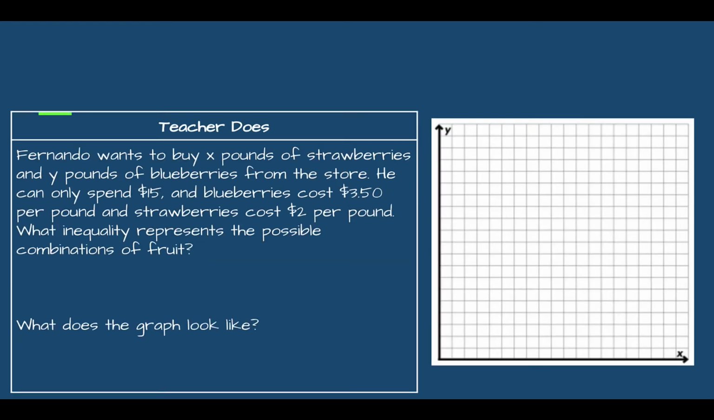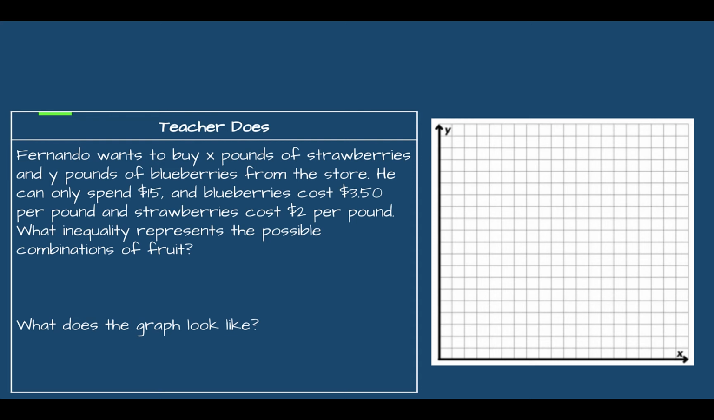So let's look at a couple examples of writing some equations and graphing what the solution set looks like. Fernando wants to buy X pounds of strawberries and Y pounds of blueberries from the store. He can only spend $15, and blueberries cost $3.50 per pound, and strawberries cost $2 per pound. What inequality represents the possible combinations of fruit?